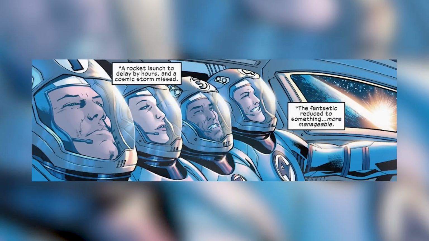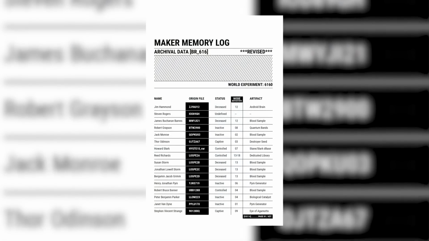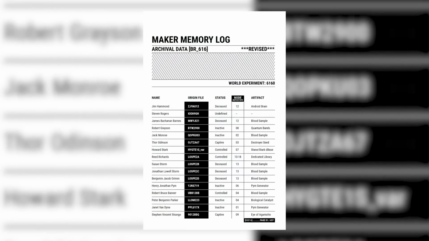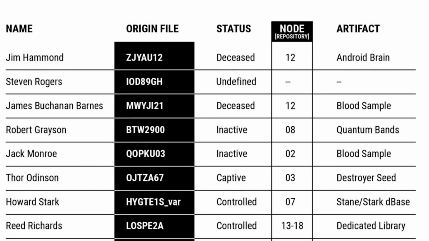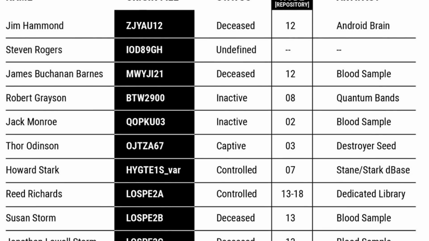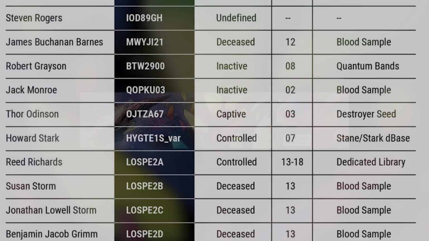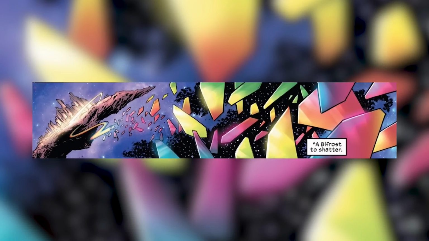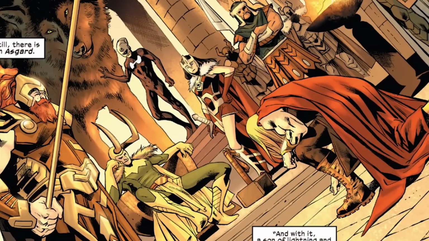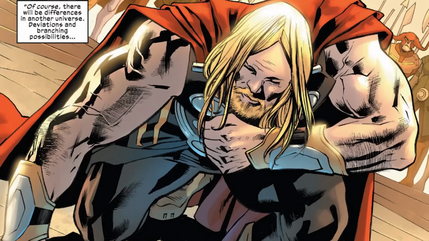And like I mentioned before, the Maker has a memory log where he keeps up with the status of all the different heroes of this universe, where in the case of this world's Reed he's tagged as controlled, and all the other members of the Fantastic Four are deceased. And going forward, we discover that the Rainbow Bridge is broken, isolating Asgard, which is ruled by Loki as the king of Asgard, with Thor taking a knee.